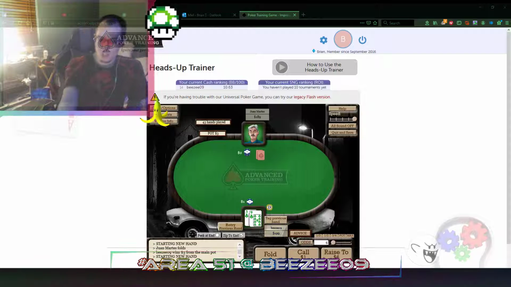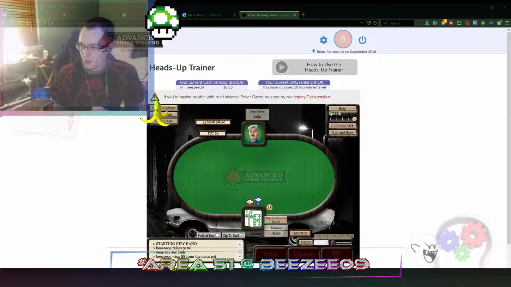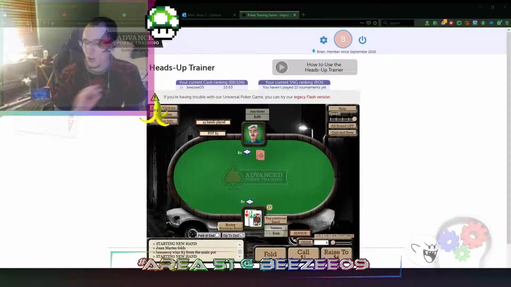You know, this is a suited hand. I'm in the under the gun. Remember, I always love to straddle. Not all the time, but if I can get a suited hand, you know I'm gonna straddle any suited hand. I don't care what hand it is. If it's suited, I am straddling.